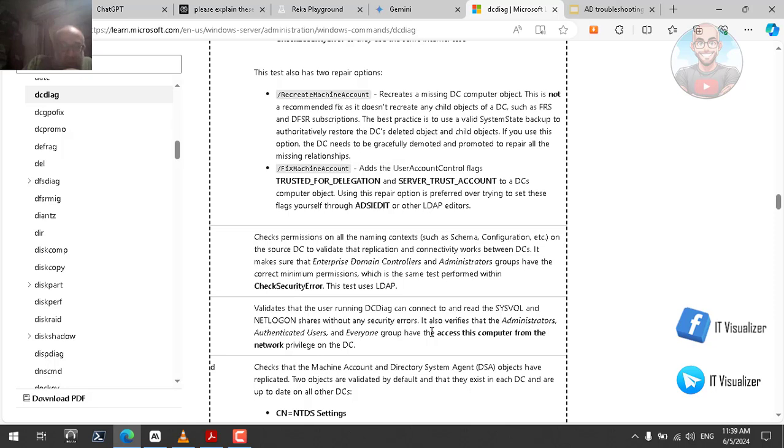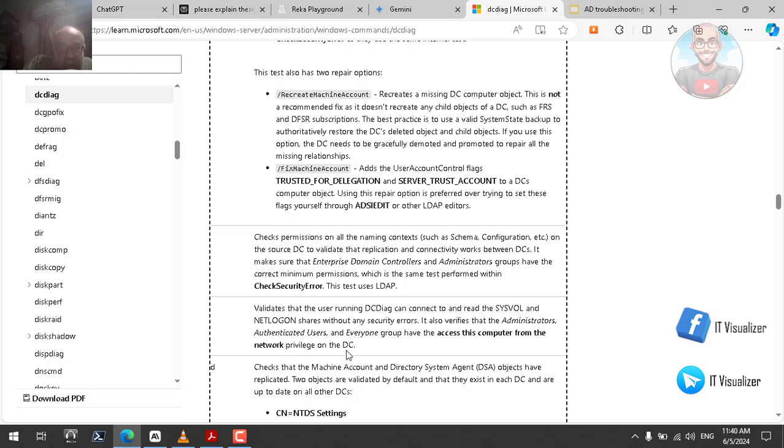So for example, if the Netlogon service is not running, users will not be able to log in to the domain. They will not be able to access the sysvol folder and the Netlogon share. So the group policies will not be applied and the scripts will not be applied. And if the Netlogon service is running, but the permissions on the folders are not correct, then this will also lead to problems with applying the group policies or the scripts. So it is a very, very important test to make sure that the permissions on these two critical folders are there.